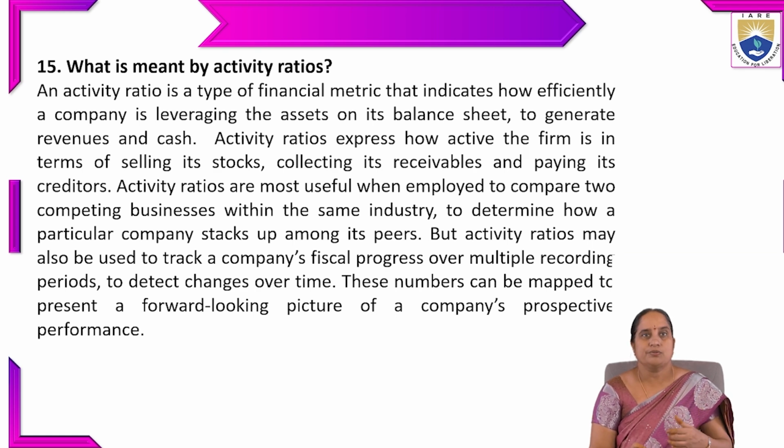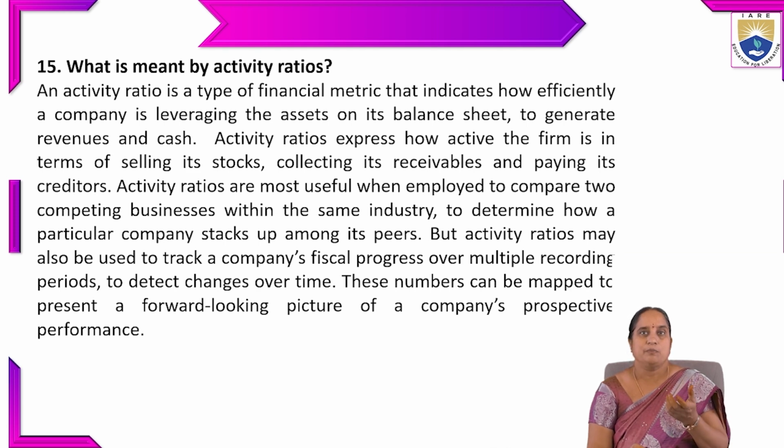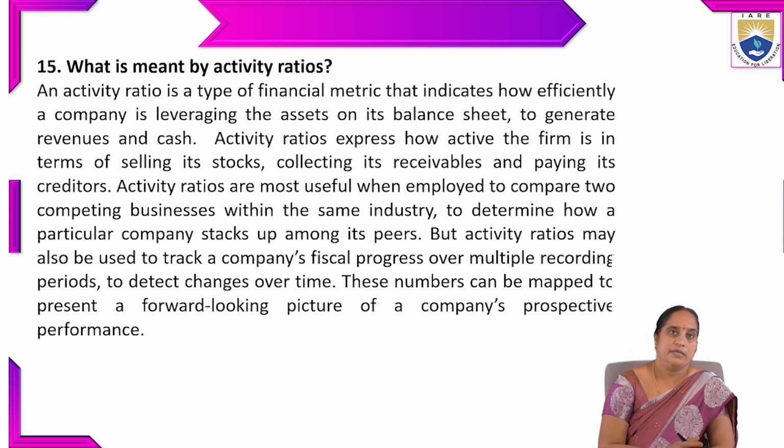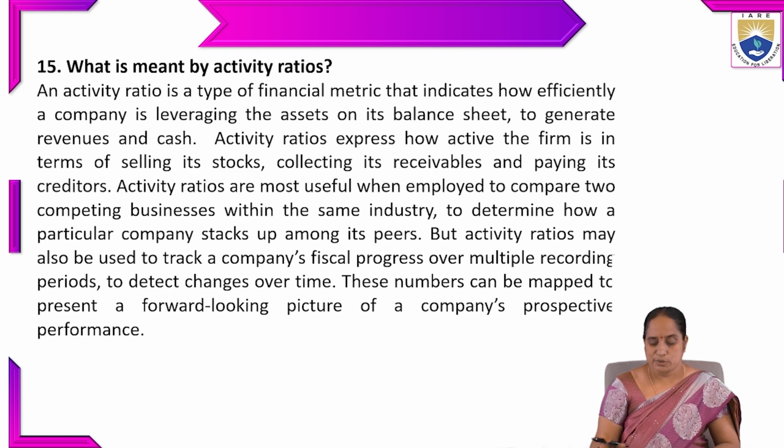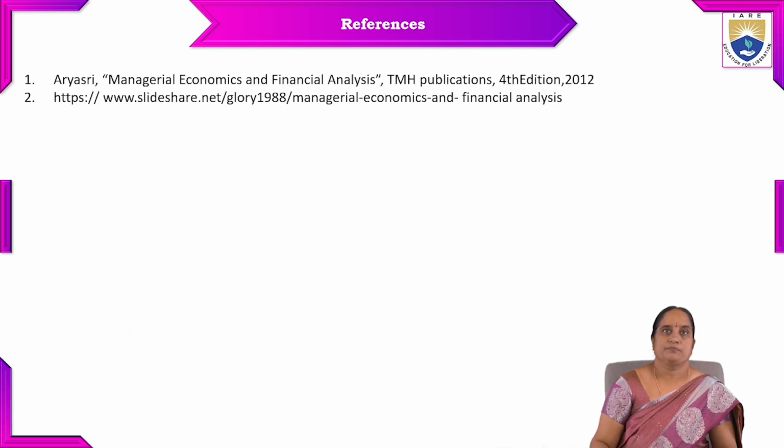But activity ratios may also be used to track a company's fiscal progress over multiple recording periods to detect changes over time. These numbers can be mapped to present a forward looking picture of a company's prospective performance.